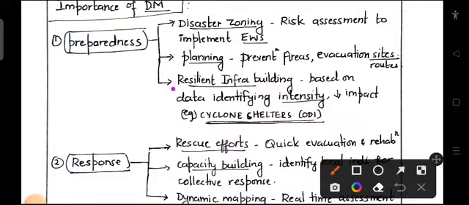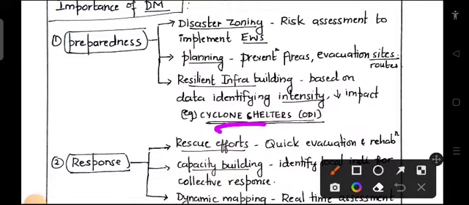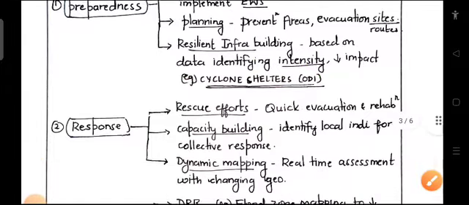The next step is resilient infrastructure building based on the data, identifying intensity. We have to identify the intensity and we have to build resilient infrastructure. This will reduce the impact. For example, cyclone shelters are very important in Odisha because it is vulnerable to cyclones. So this is about preparedness.